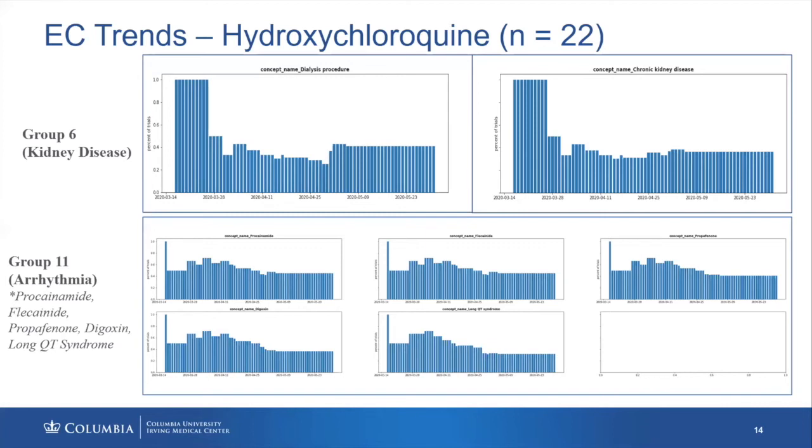Another group that we've pulled out, and I'm sorry, it's very hard to see these names, includes four drugs: procainamide, flecainide, propafenone, digoxin, and finally long QT syndrome, which seem to relate to arrhythmia. So we know that hydroxychloroquine, clinically, has a risk of causing de novo arrhythmias in patients. And we can actually see these eligibility criteria being used around the same time, coming up to a peak and now resting again around 40%.